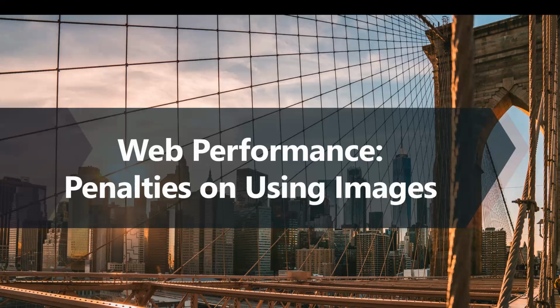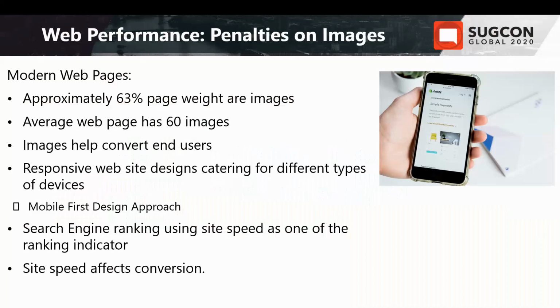However, from a web performance perspective, there are actually a lot of penalties on using images. In a modern web page, approximately 63% of the page weight is images. On average, there are around 60 images, give or take, in a specific web page. If you think about product listing pages or product detail pages, you can definitely see that the average is around 60 images or so.